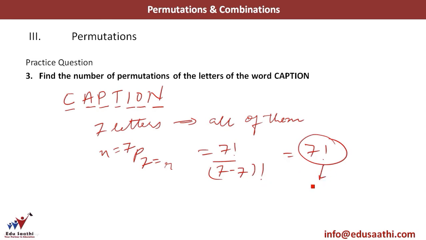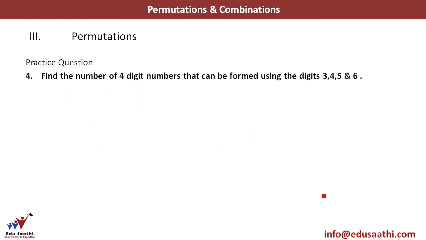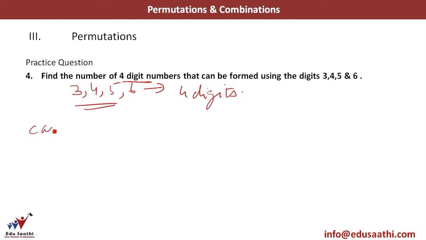For information, 7 factorial is actually 5040. Let's move on to the next question here. Find the number of 4-digit numbers that can be formed using the digits 3, 4, 5 and 6. So I have 3, 4, 5 and 6. I only have 4 digits here. And I have to find 4-digit numbers only. So obviously I have to use all these 4 digits. Now there are 2 cases here.